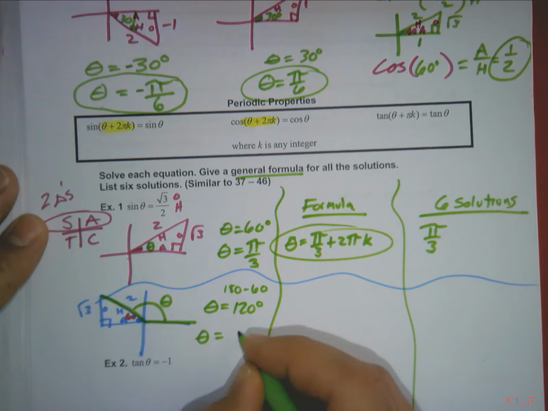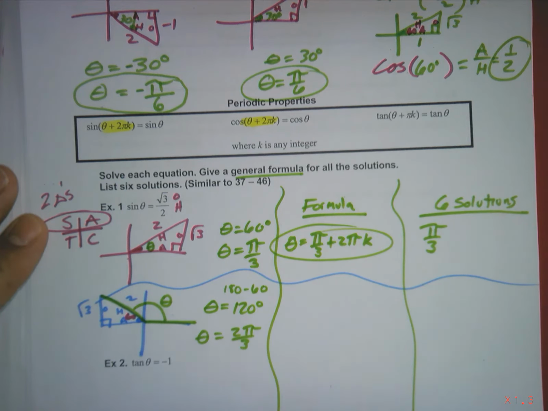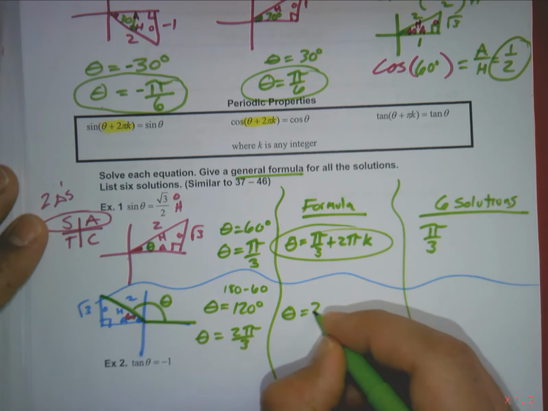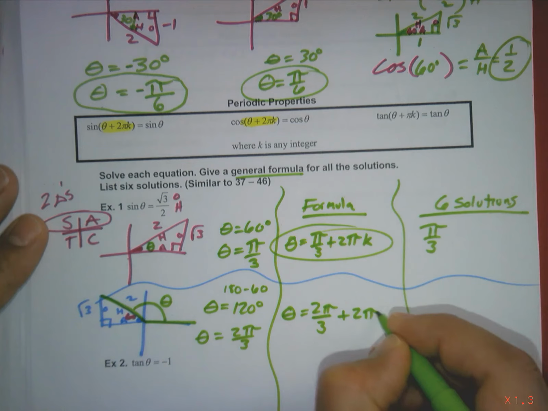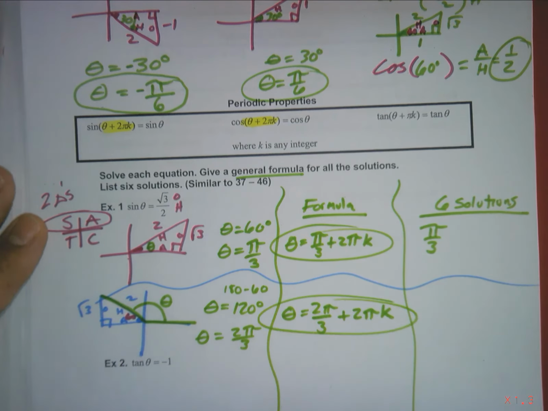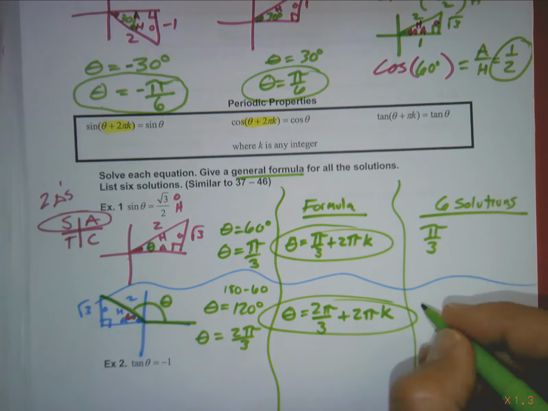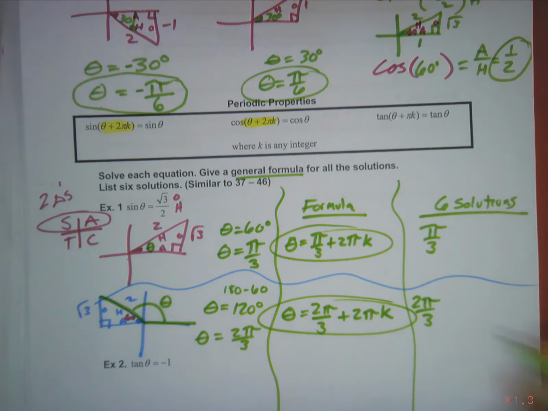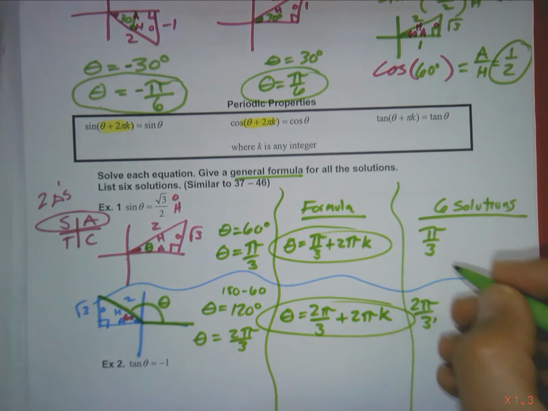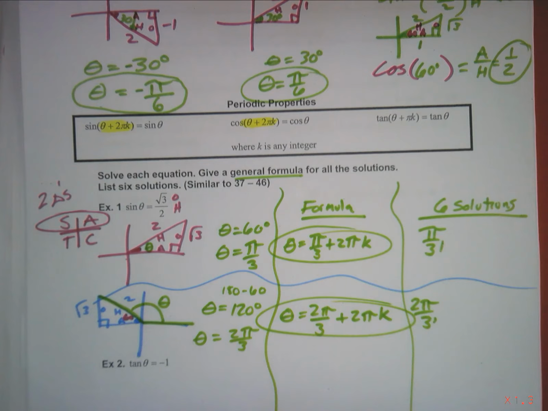Again, convert that to radians. That's 2 pi over 3. So that's my other formula for the second quadrant: 2 pi over 3, plus multiples of 2 pi. And again, they want 6 solutions. So we have 2 pi over 3 as the second of 6.